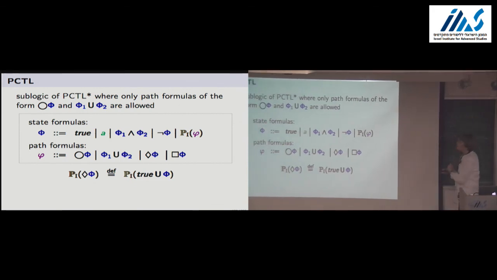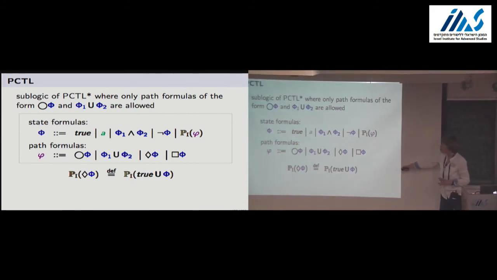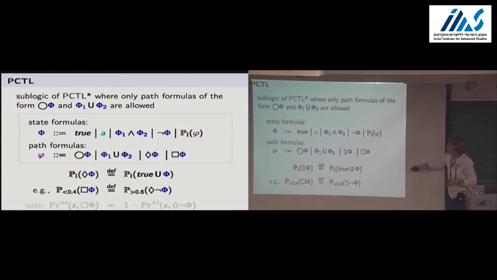So you can still derive the eventually operator, true until phi, and for the always operator, because we do not have the negation anymore on the path formula level, we cannot define it as not eventually not phi, but we can use the duality of lower and upper probability bounds and eventually and always, to define, for instance, the probability for always phi is strictly less than 0.4 if and only if the probability for eventually not phi is strictly larger than 0.6.